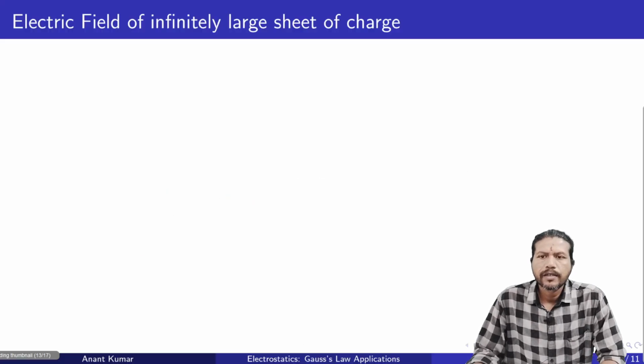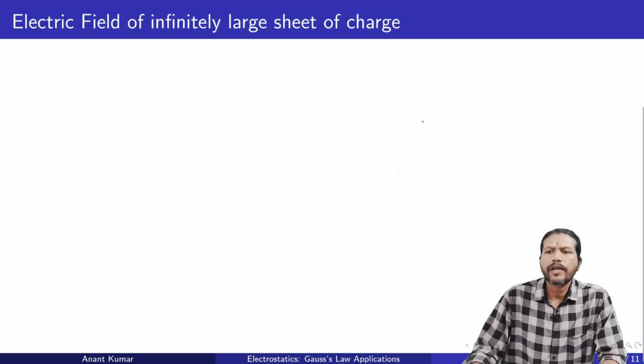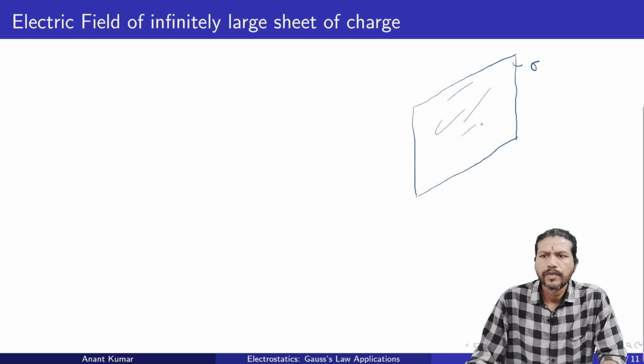Next we consider the electric field of an infinitely large sheet of charge. This is an example of planar symmetry. We shall imagine in this case that we have a very large plane, practically infinitely large, and this is charged with some charge density which is going to be sigma, that is charge per unit of area. This entire sheet is charged over there, right?